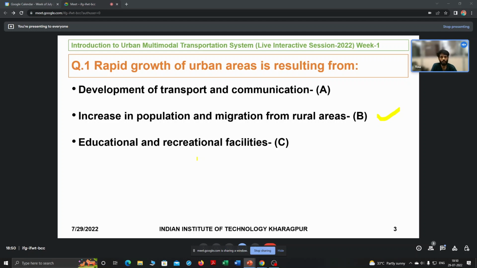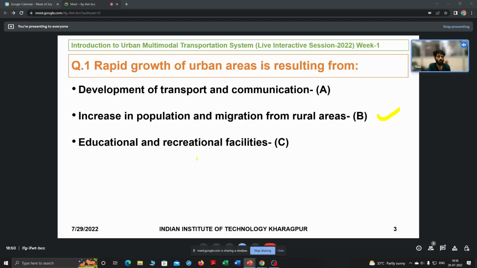Obviously the population of India is rising, right? It is increasing. Then also people are migrating from rural areas to urban areas, mainly for jobs, because there are job opportunities. So that's why people are migrating from rural to urban. So it is the main thing that, for this reason, the population of a particular area, that is the urban area, is increasing, right?